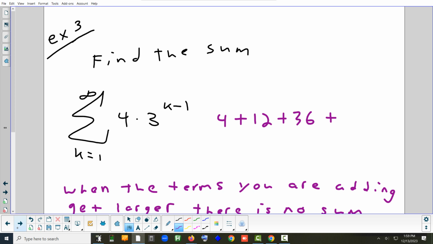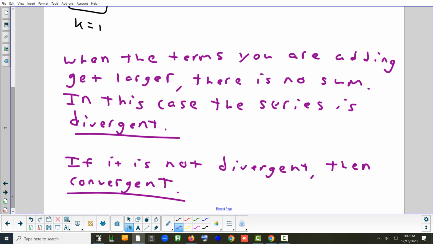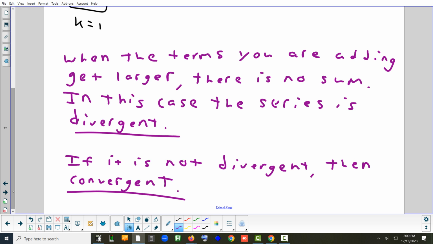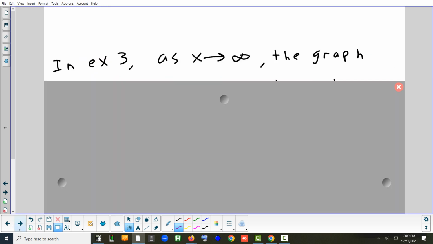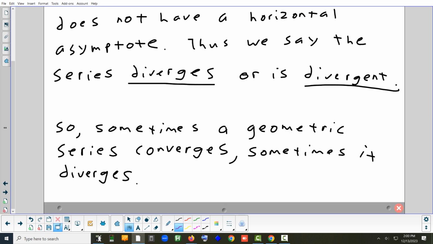So here I would say that the terms are approaching infinity, and the sum of the terms is approaching infinity. That's divergent. Okay. Question on the difference between divergent and convergent? Okay. Divergent, I already explained that to you. All right, so we've seen some problems that diverge, and we've seen some that converge.